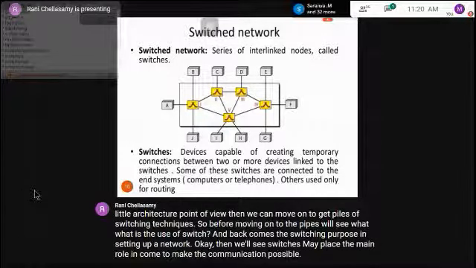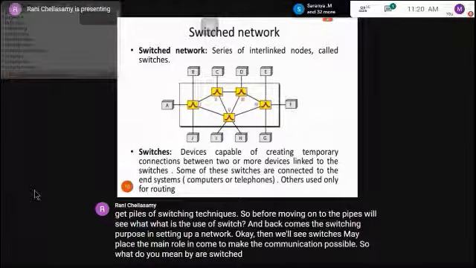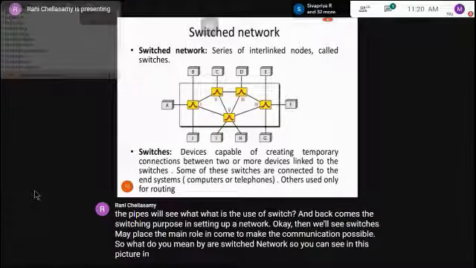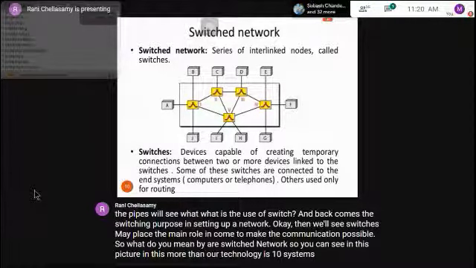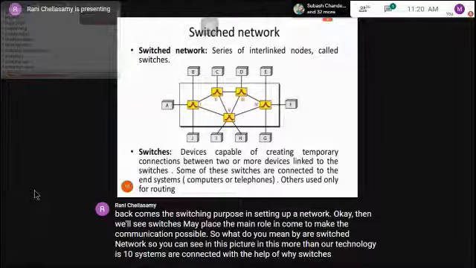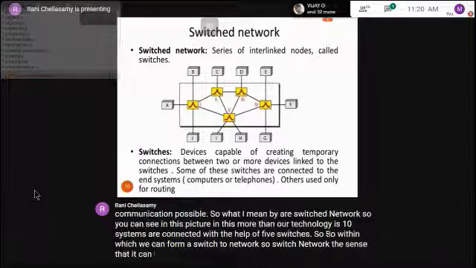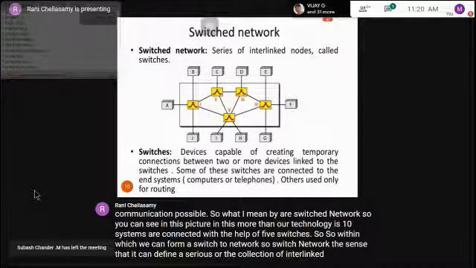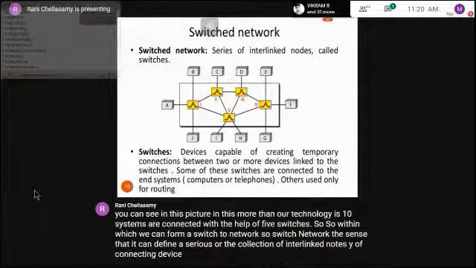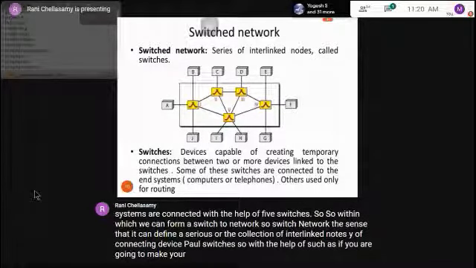So what do I mean by a switched network? You can see in this picture that more than 10 systems are connected with the help of 5 switches, with which we can form a switched network. A switched network is a series or collection of interlinked nodes connected via a connecting device called switches. If you make a network with the help of switches, that is called a switched network.